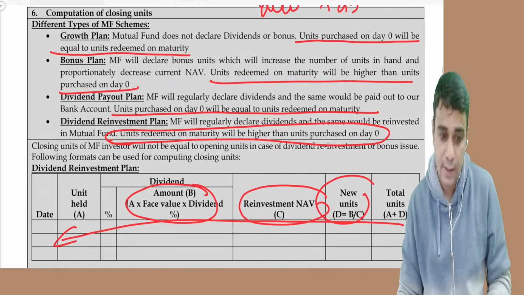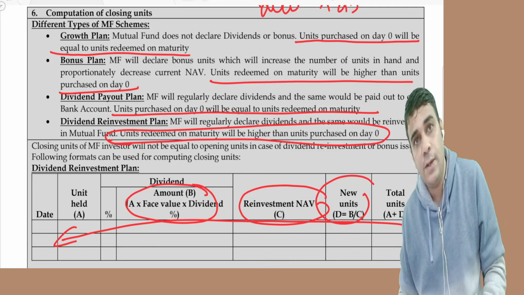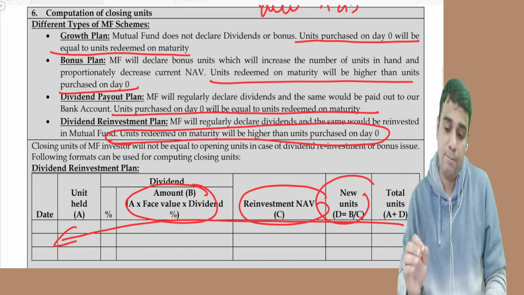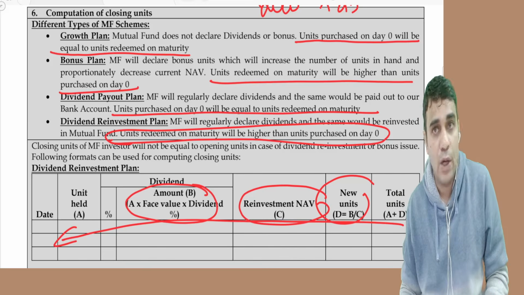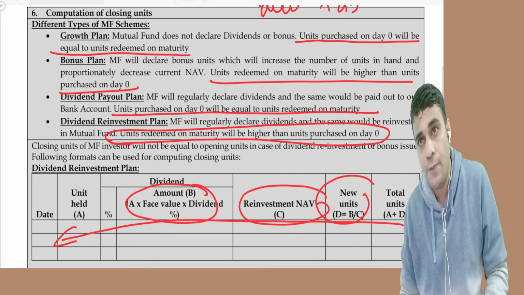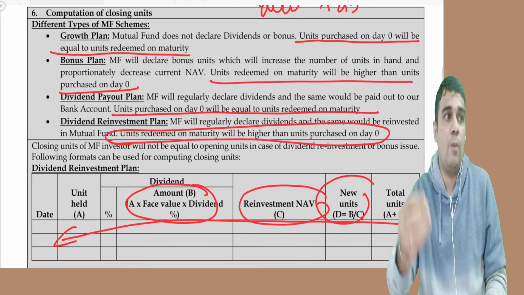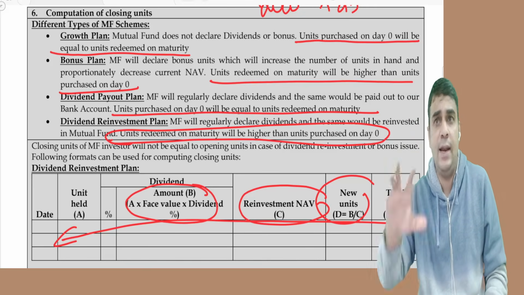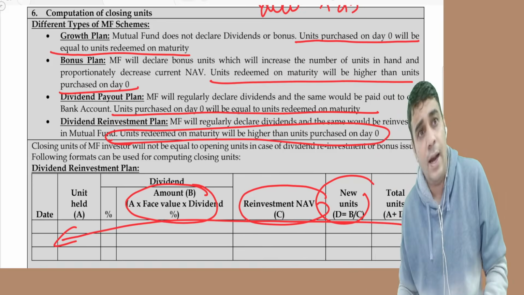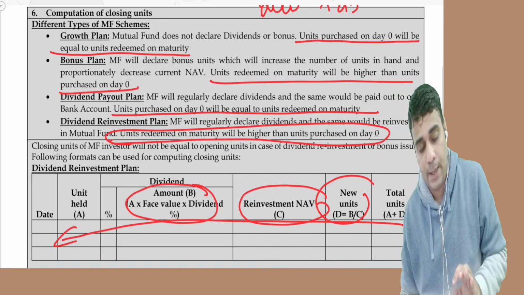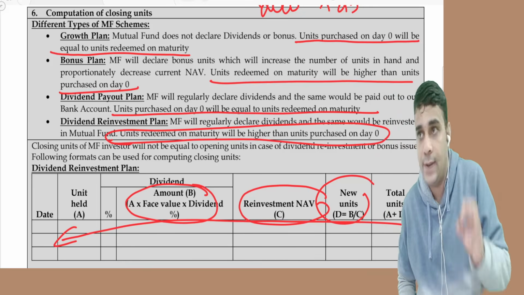Then there are four types of plan: a growth plan, a bonus plan, a payout plan, and a reinvestment plan. Growth plan, very simple. Opening units and closing units remain the same, no change in the number of units. Bonus plan, units will keep increasing, R will become 1.5, 1.8. It will keep changing, and NAV will keep falling. Multiplied together, you will get almost the same value, and the returns will be almost the same under all three plans. For dividend reinvestment, you'll have to put it in our format where we get extra units allotted.